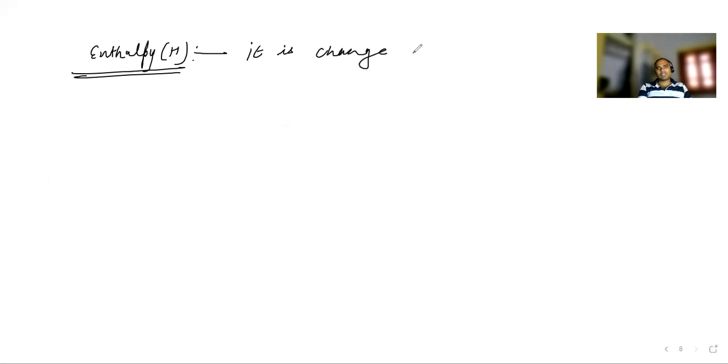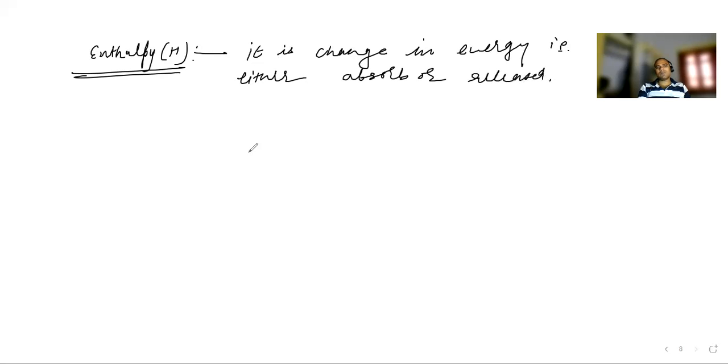Change in energy means the energy is either absorbed or released. For both absorption and release we use the term enthalpy. Earlier we were using the term energy for absorb and release only, but nowadays we are using the term enthalpy, and enthalpy also has three conventions.